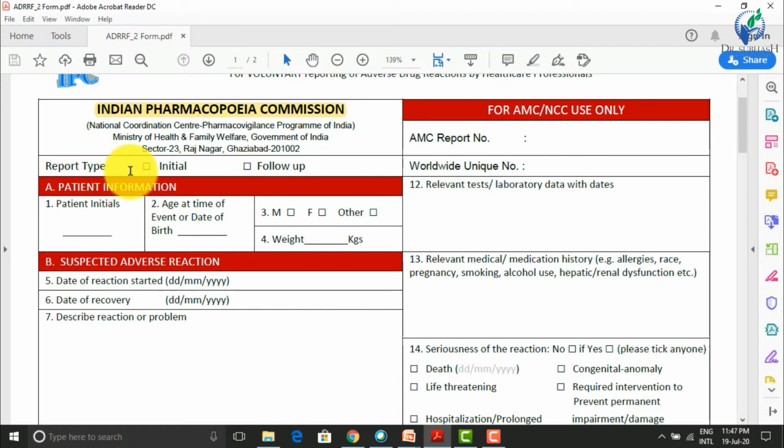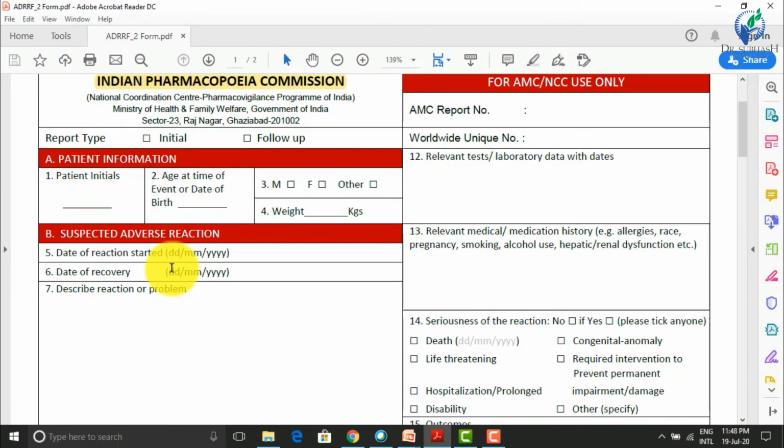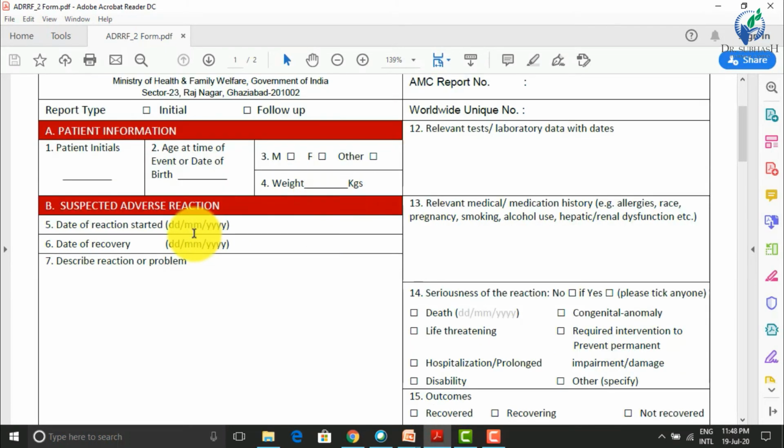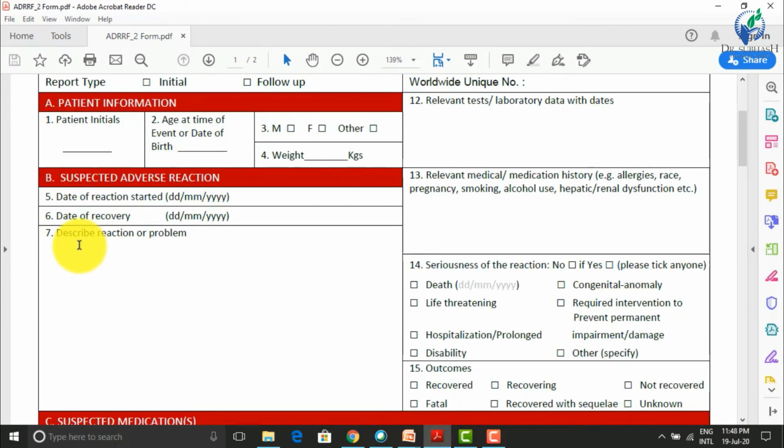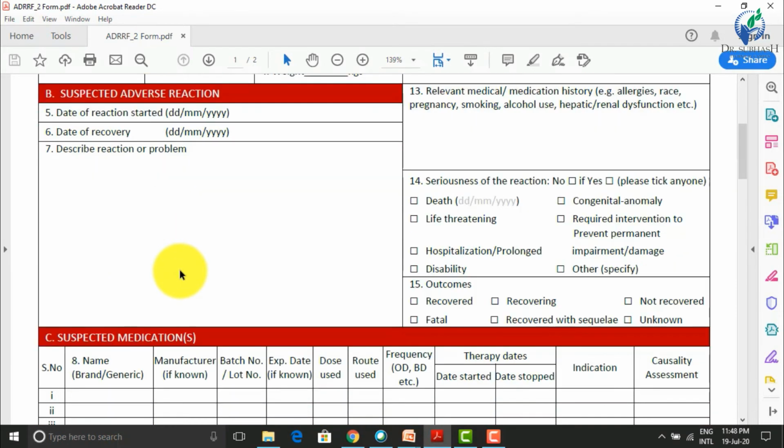For example, the first thing we need to consider is whether it is an initial report or a follow-up. Then afterwards, the patient information: patient initials, age at time of event or date of birth. Then whether male, female or others. Then the weight, we have to write the weight. Then the suspected adverse drug reaction, कब start हुआ. Then what is the recovery? Describe the reaction, that means what was the reaction or what was the problem.